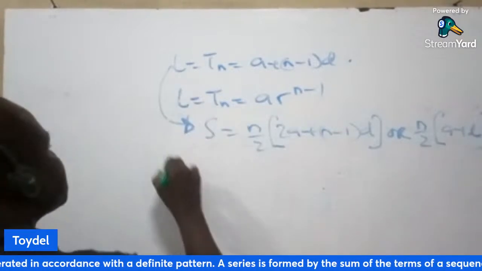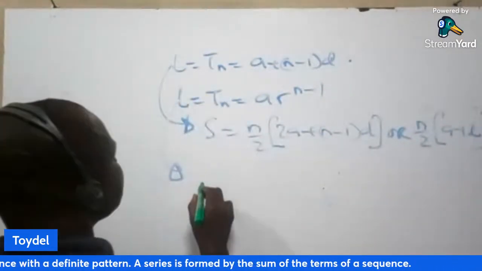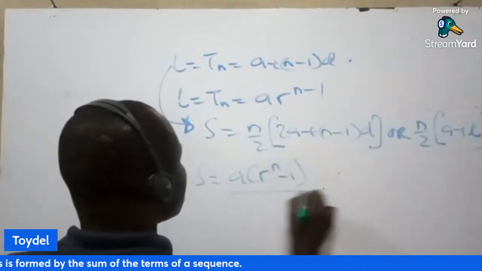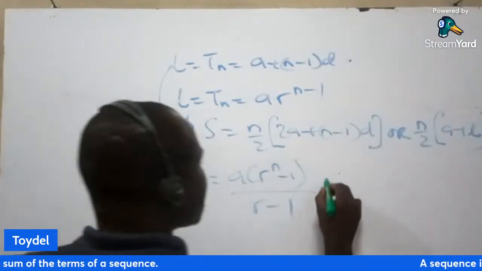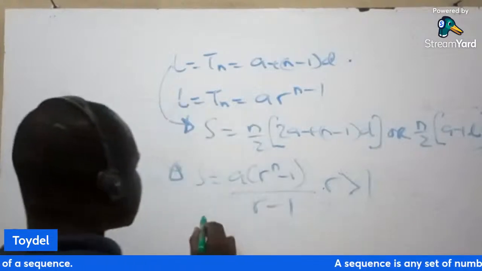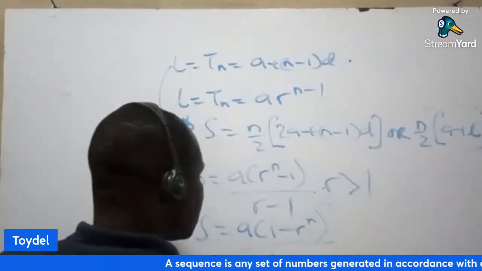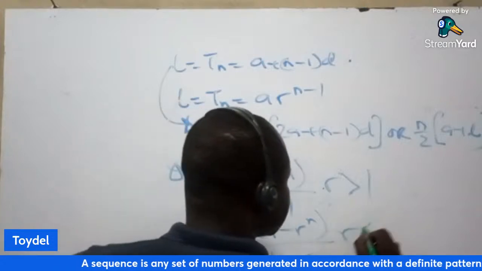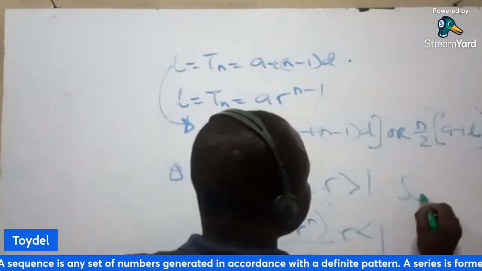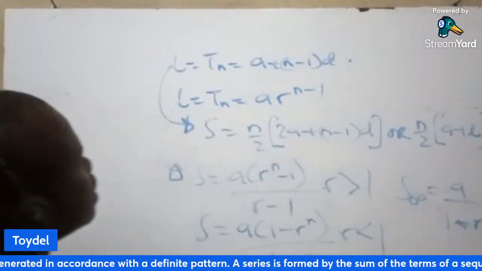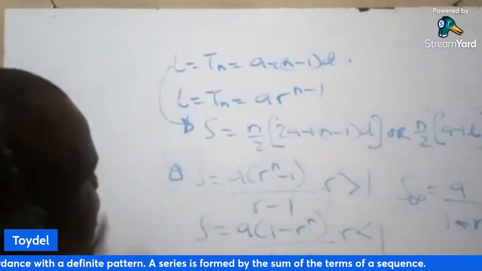Then under the sum of geometric progression, we give the sum as a into bracket r raised to n minus 1 all over r minus 1 when r is greater than 1. We also said the sum can also be equal to a into bracket 1 minus r raised to n all over 1 minus r when r is less than 1. Then we give the sum to infinity to be a all over 1 minus r. So this is the recap, the summary of what we discussed today.